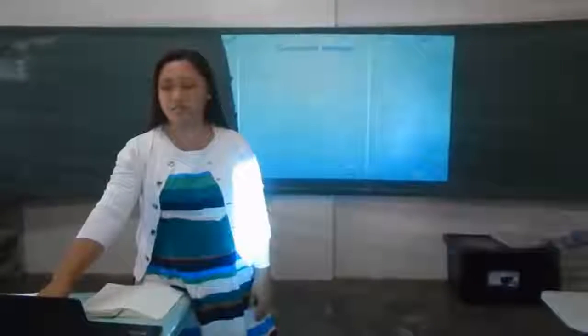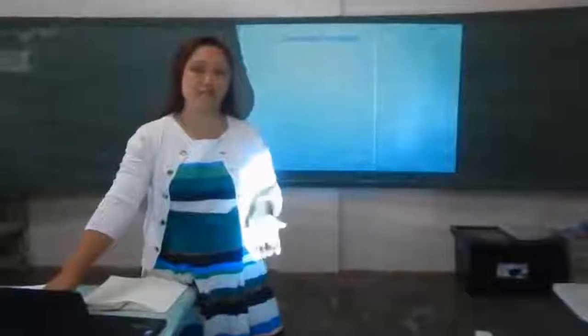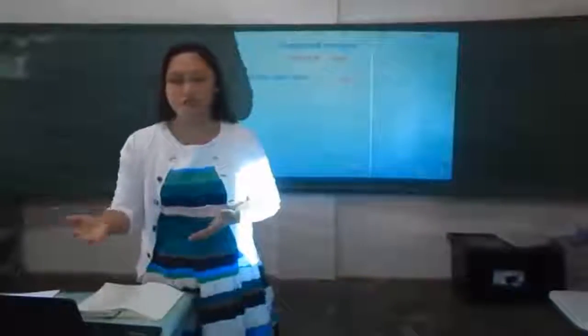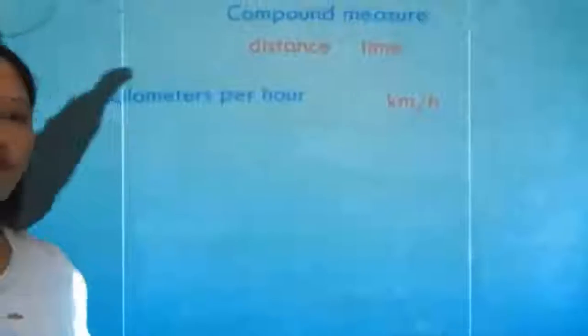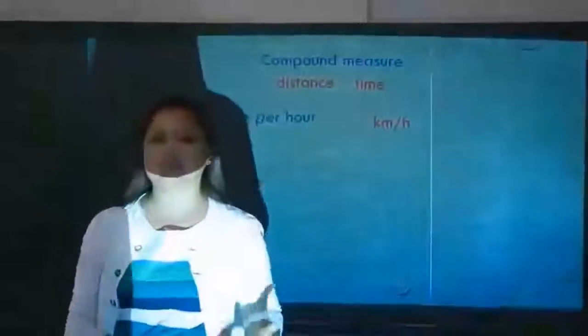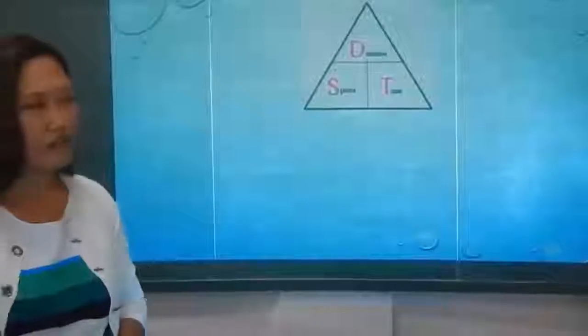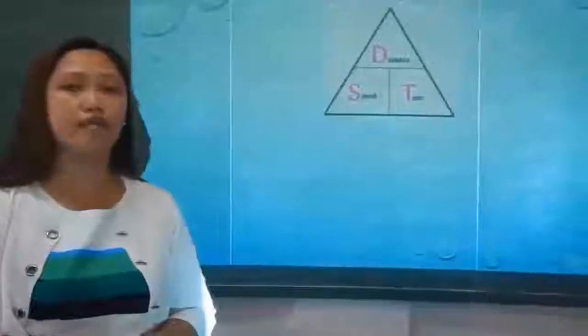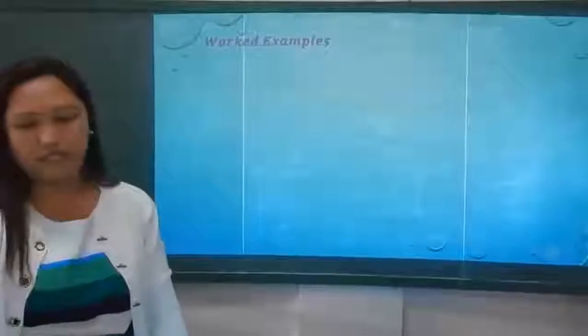To measure the speed of the car, we are using compound measures. When we say compound measures, it is composed of two units: distance and time. For example, we measure the speed of a car as kilometers per hour, and we write this as kilometer slash h. Slash here represents per, that means for every. Now, we're going to use the triangle to determine the formula to find the distance, speed, and time.